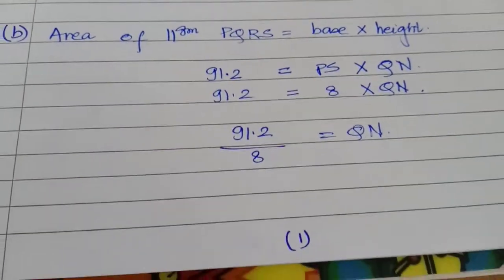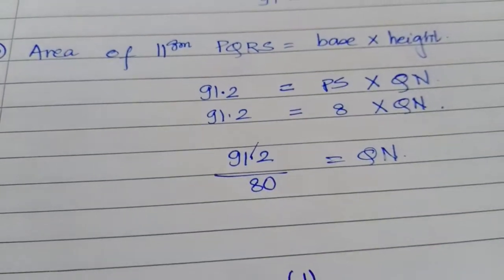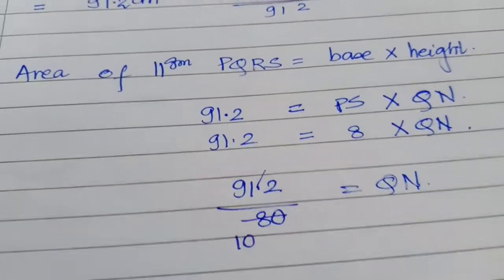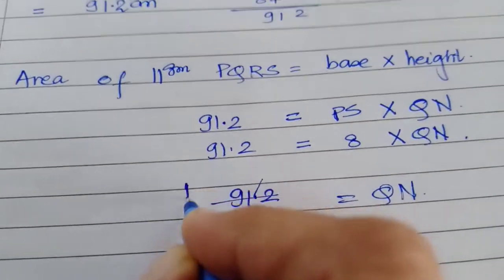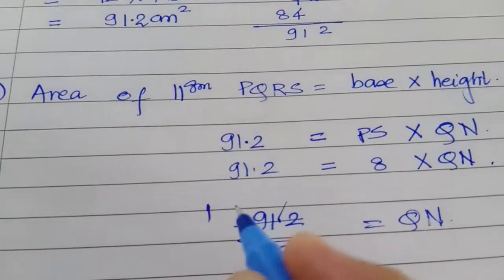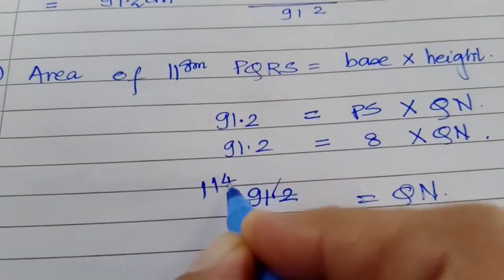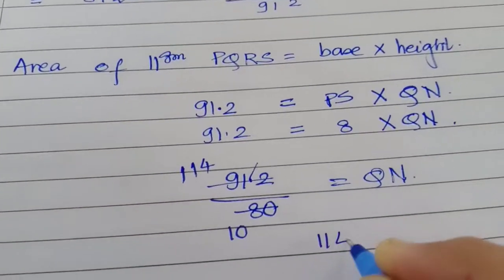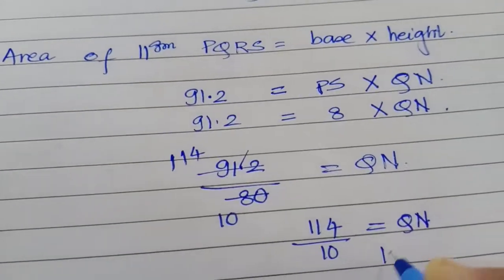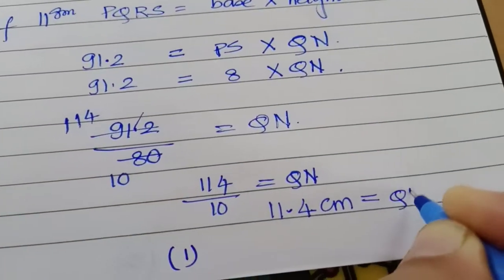So let us see now how to divide it. Let me take out the point here. I get 0 over here. Right? So 8 tens, 8 ones are 8. 8 ones are 8 again, 3 balance 32, 8 fours are 32. So 114 by 10 is equal to QN. Or I can write 11.4 centimeter is equal to QN.